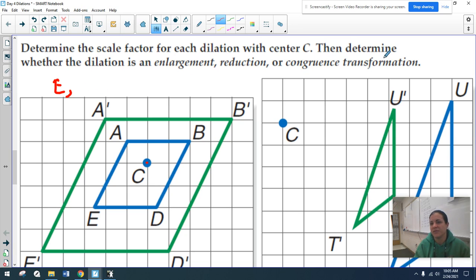When they say congruence transformation, that means it's the same picture and it was a slide. So it was a translation. That's what a congruence transformation means, if you see that in directions.